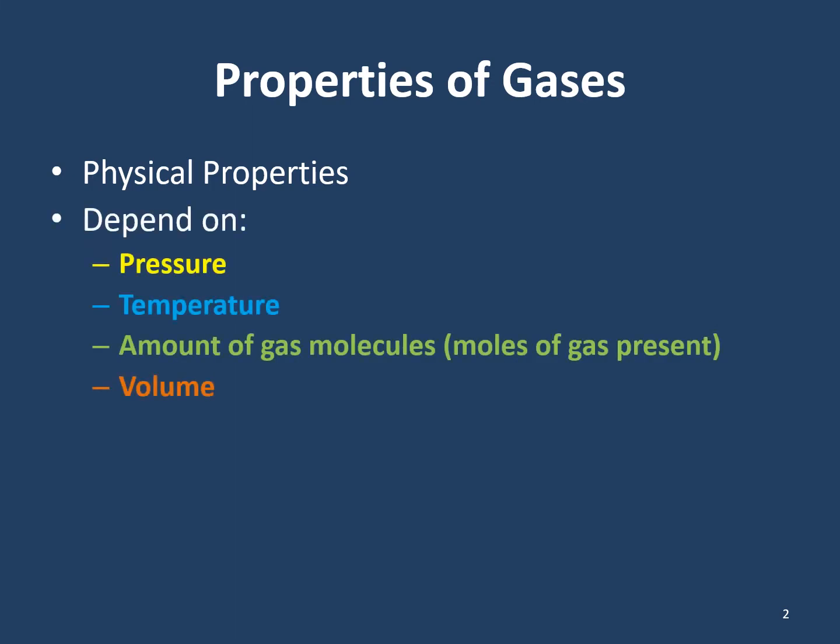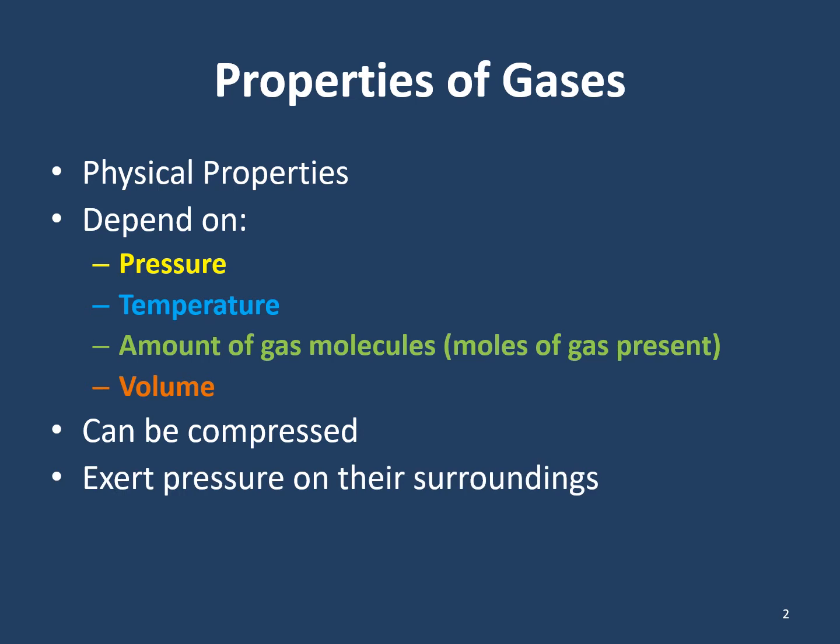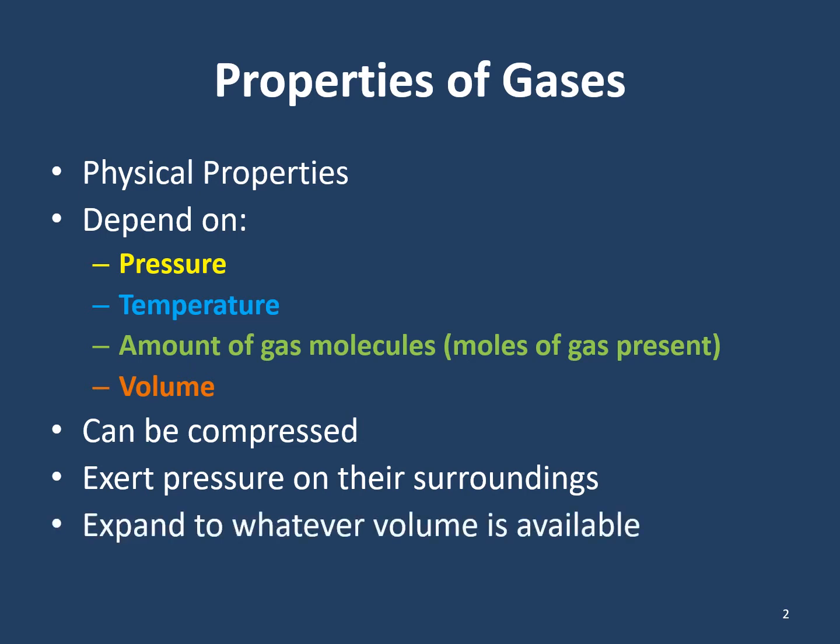The physical properties actually can change for gases depending on what pressure, temperature, volume, or amount of gas is present. Gases can be compressed, so that means that their volume can be decreased without changing amount. They exert pressure on their surroundings constantly, so they're constantly providing forces on the surroundings around them. They expand to whatever volume is available. So this is kind of the opposite of compress. If you open a gas in a sealed container, it will expand to fill that container.